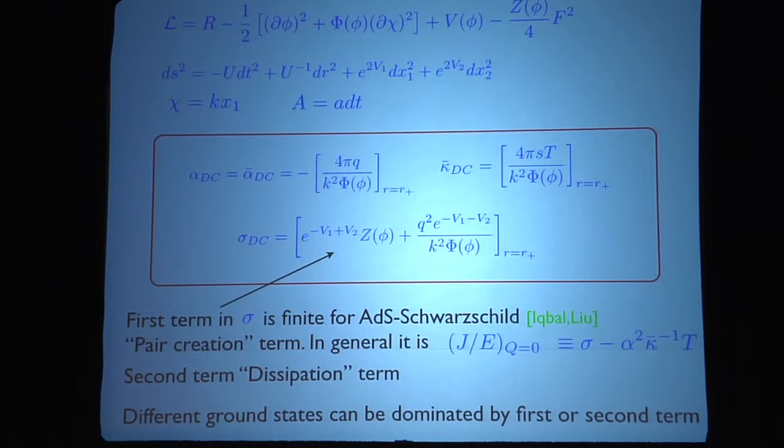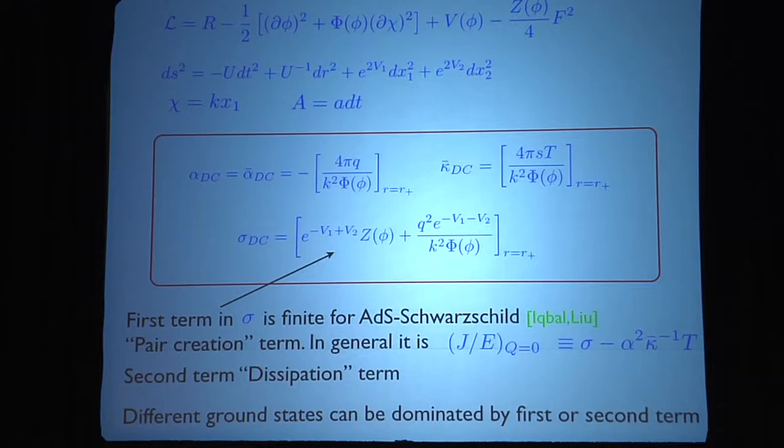So sigma is expressed in terms of the functions appearing in the metric and in the Lagrangian. And there's two terms here. And everything there is evaluated at the black hole event horizon. Kappa bar is what's appearing in here, the entropy S, the temperature, and this phi of phi evaluated at the horizon. And similarly, alpha bar is given by those expressions there. This term actually is the result that Iqbal and Liu had for AdS Schwarzschild.